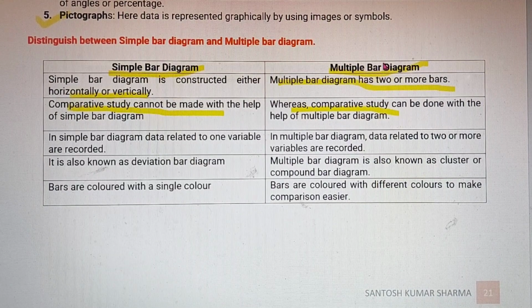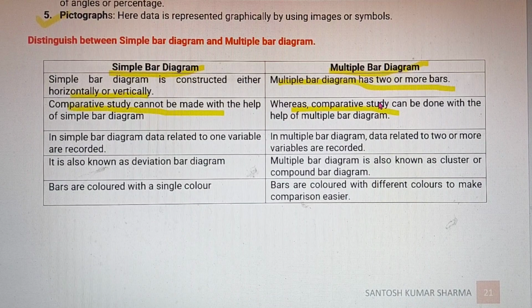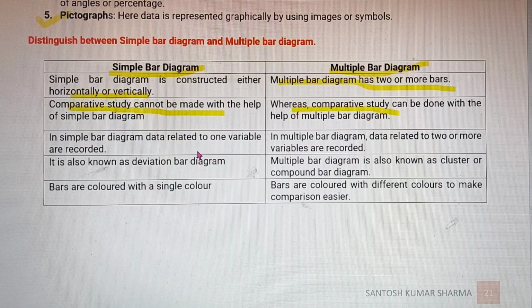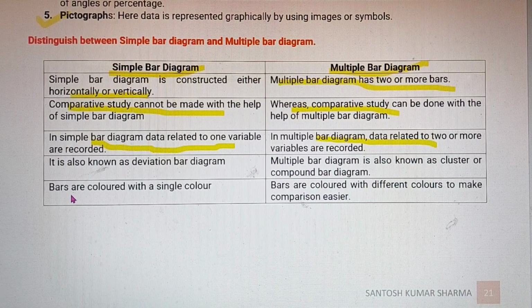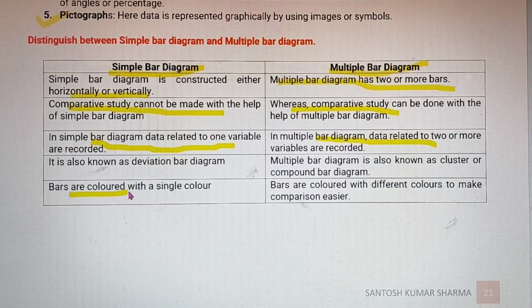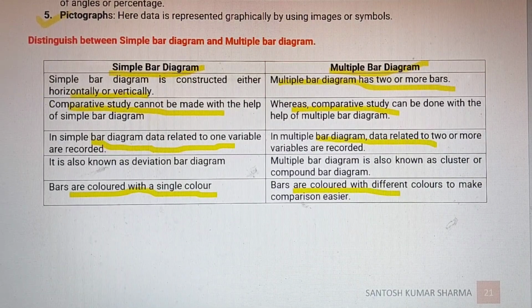Okay, as the name implies, multiple bars are there, so we can easily compare which bar is smaller and which one is bigger. In a simple bar diagram, data related to one variable is recorded, and here there can be more than one variable. And one more, this last one is an important one: in simple bar diagrams we generally use a single color, but in multiple bar diagrams we use different colors.